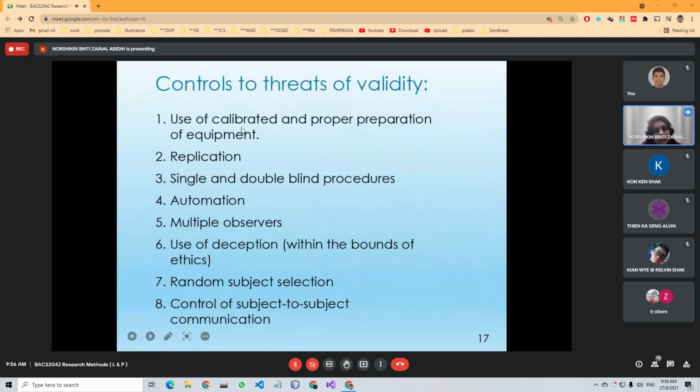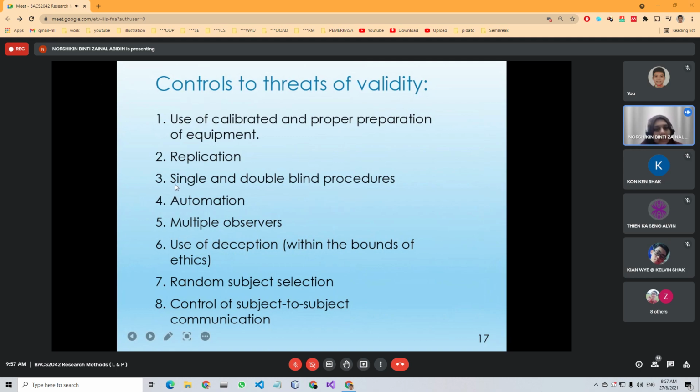So use calibrated and proper preparation equipment. Calibrated is actually an instrument that we can mark, that we can scale and we can mark. And proper preparation of equipment. Replication is duplication. Single and double blind procedure.